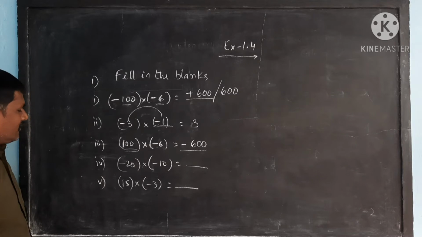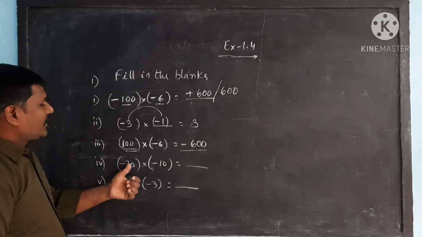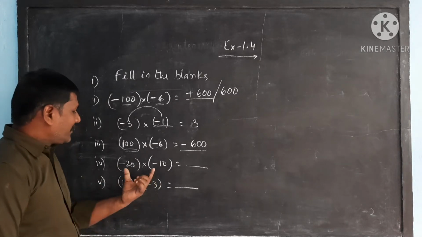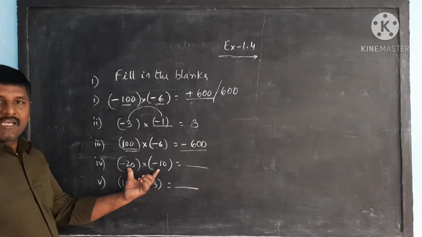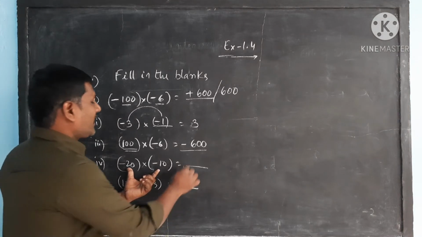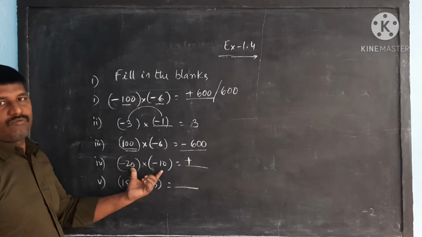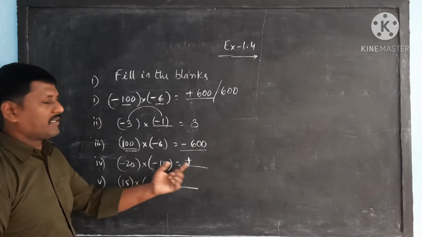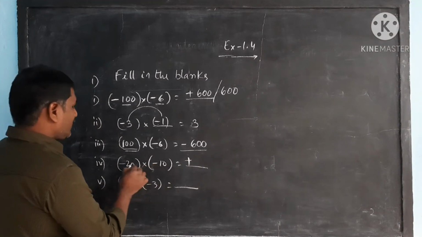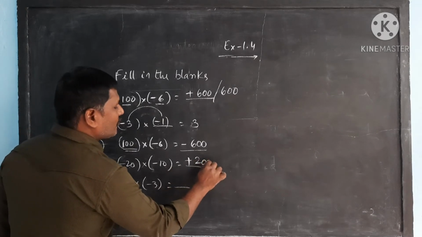Let us see the next one, the fourth one: minus 20 into minus 10. When 20 and 10 have the same sign, I mean minus and minus, when two negative integers are multiplied, you get a positive integer. So 20 into 10 is equal to 200.